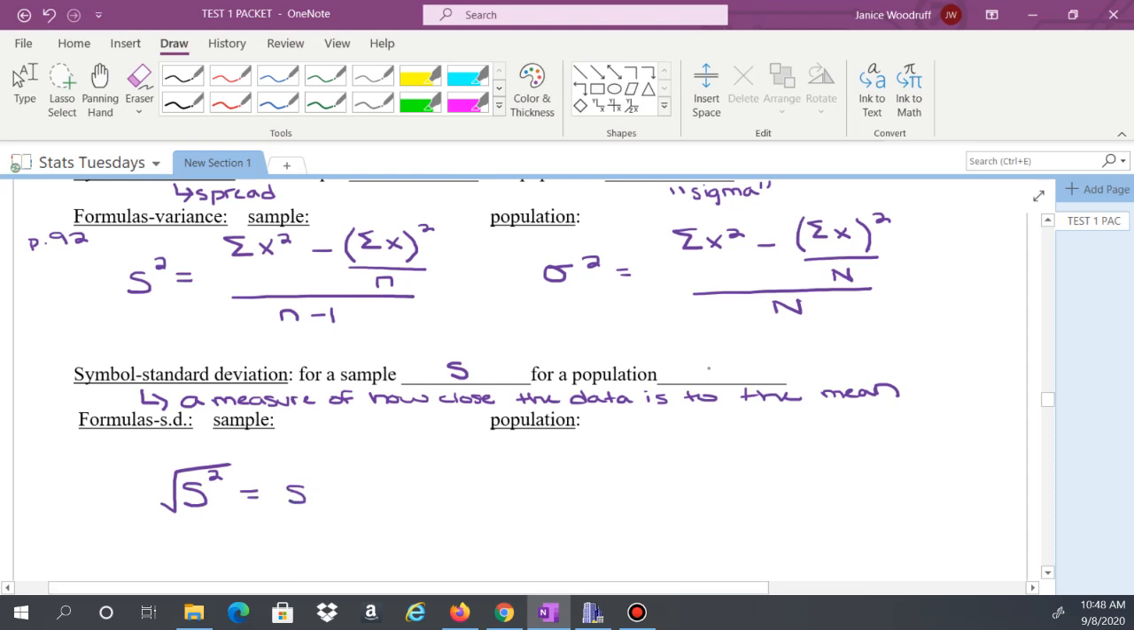And then for a population, it's just sigma. So we'll say standard deviation is the square root of the variance. And as we go through, you might see me just abbreviate it into SD for standard deviation.